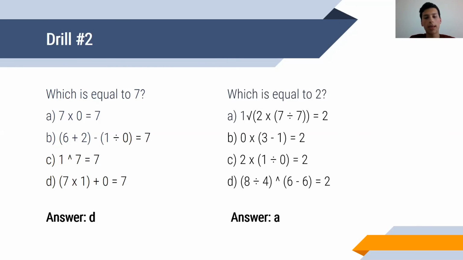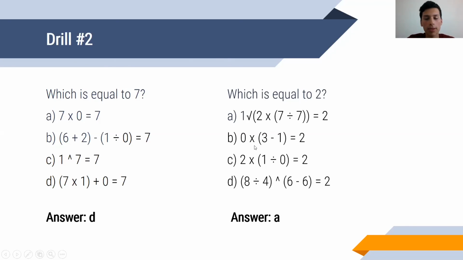The correct answer here is A. 1 root keeps everything inside of that root the same. So 1 root in parentheses 2 times, that's the stem. 7 divided by 7 is 1. 2 times 1 is 2. 1 root 2 is 2. So this is correct. Let's go through the other 3 to show how they're wrong.